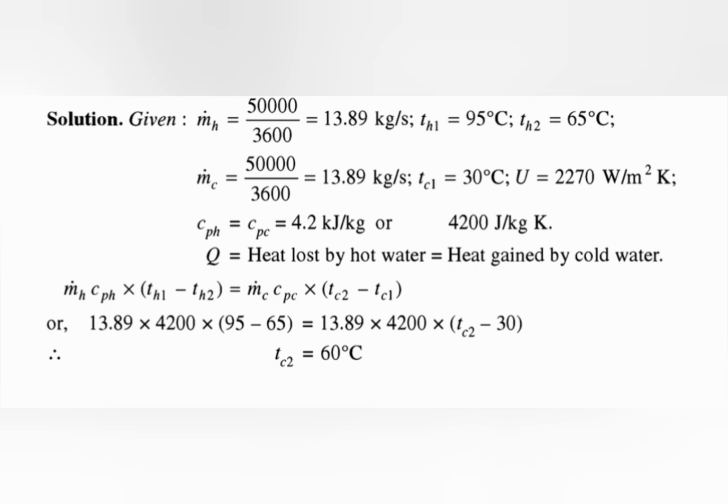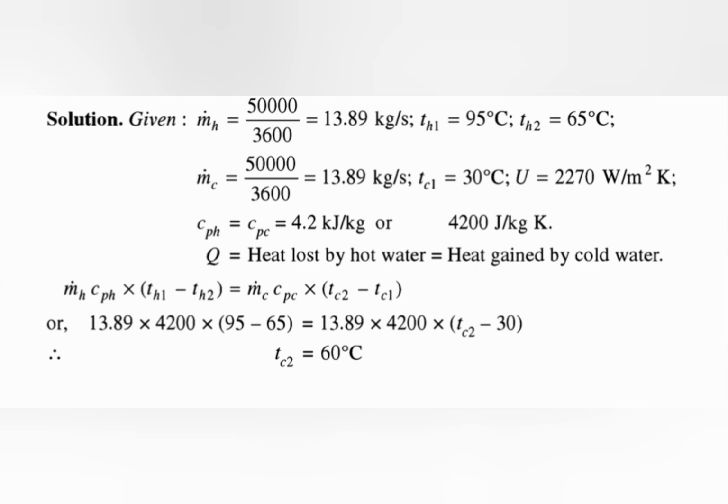Then Th1 is 95 degrees Celsius and Th2 is 65 degrees Celsius. Tc1 is 30 degrees Celsius. We don't have the outlet temperature of cold water, only the inlet temperature. Also the overall heat transfer coefficient U is given as 2270 watt per meter square Kelvin. The Cp value is already mentioned for water, and it will be the same for both cold water and hot water. It is 4.2 kilojoule per kilogram Kelvin; the unit of Cp is kilojoule per kilogram Kelvin.